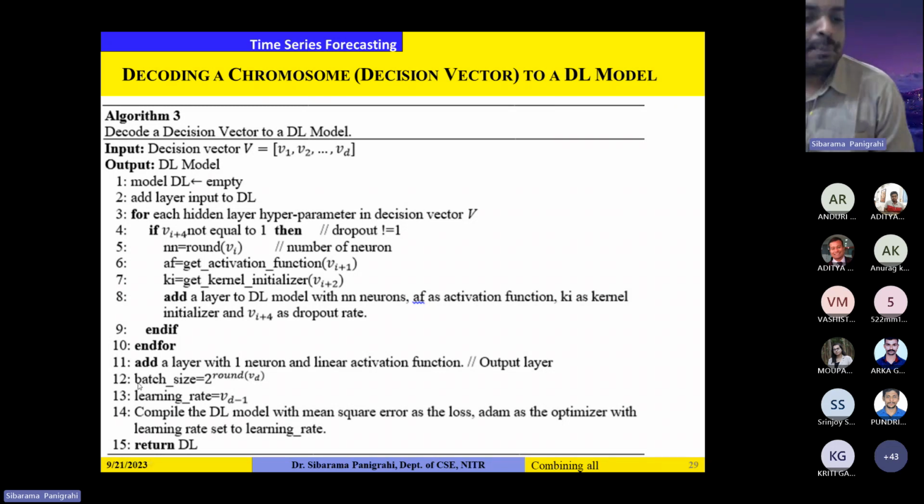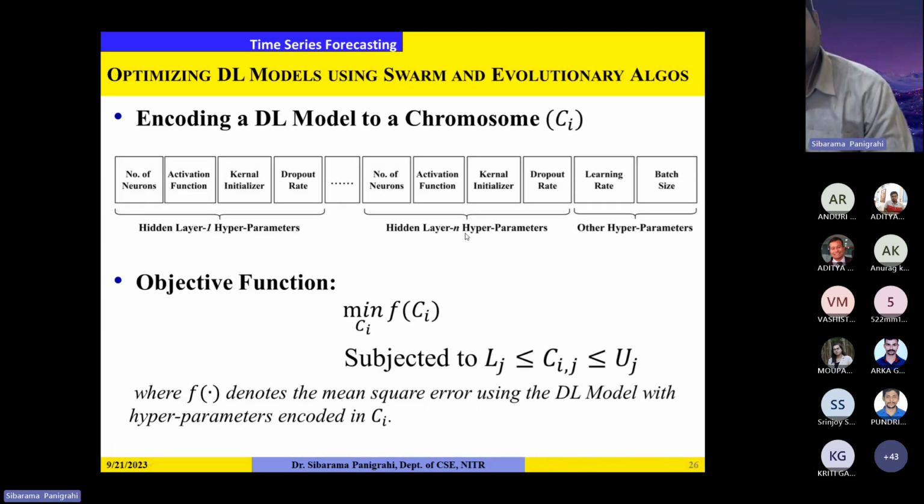Then I have set the batch size. So you see, after the hidden layer parameters are decoded, I am having other hyperparameters, those applicable for the entire deep learning model. Here I have chosen 2 hyperparameters: one is learning rate, another one is batch size. Learning rate is a value between 0 to 1. It is a continuous valued hyperparameter, so no need to do anything, simply use that.